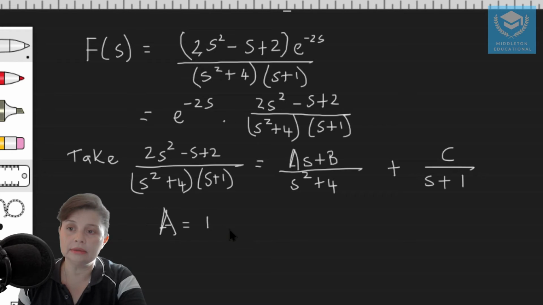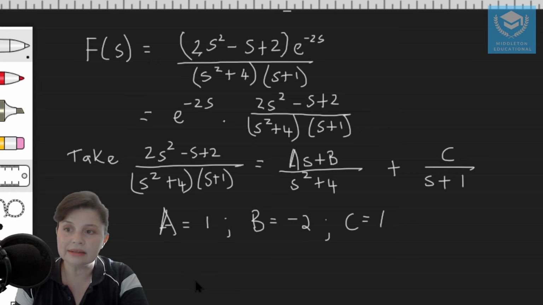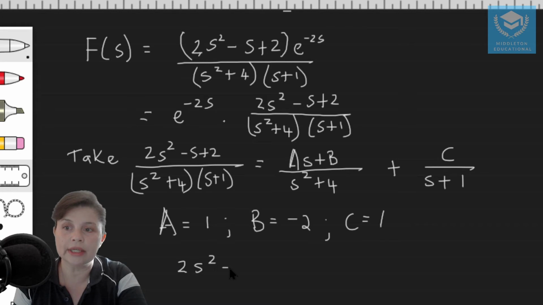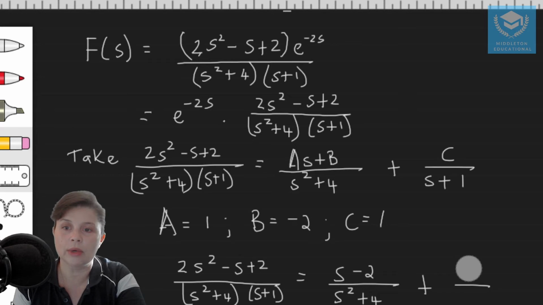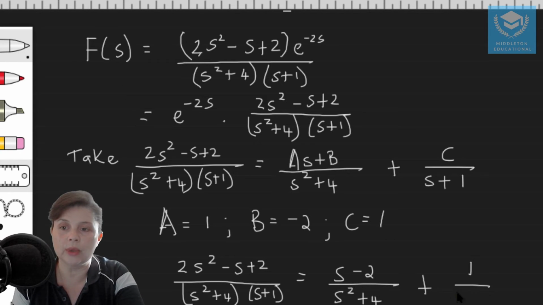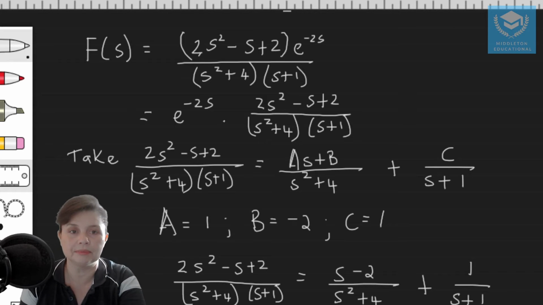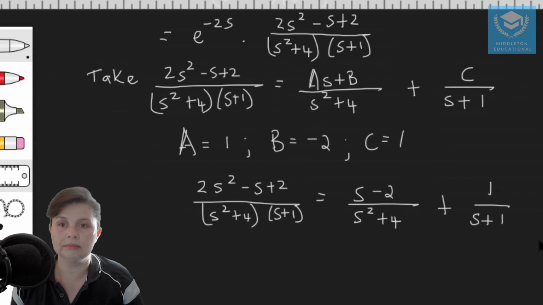A is going to be 1, B is going to be minus 2, and C is also going to be 1, which means that 2s squared minus s plus 2 over s squared plus 4 times s plus 1 is going to be equal to s minus 2 over s squared plus 4, plus 1 over s plus 1. All right.